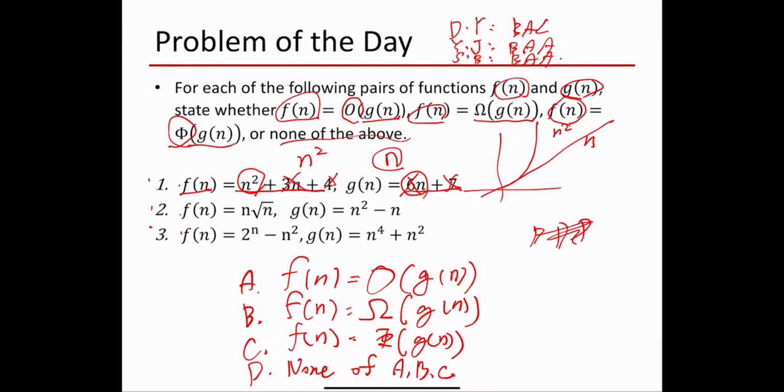Therefore, g of n is our boundary. Therefore, it should be B. Clear? Okay, let's go to the second problem.